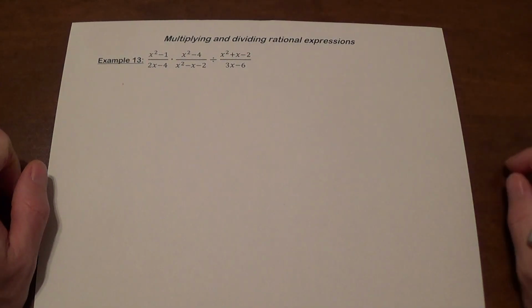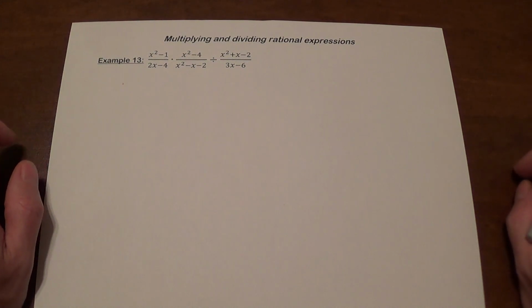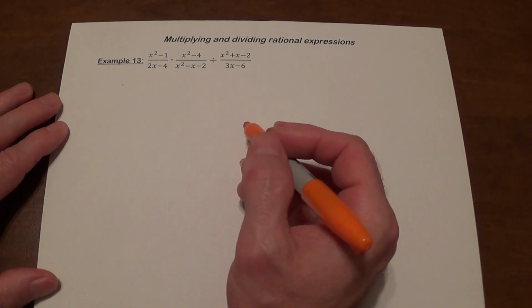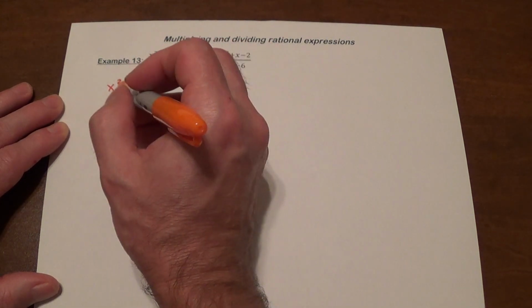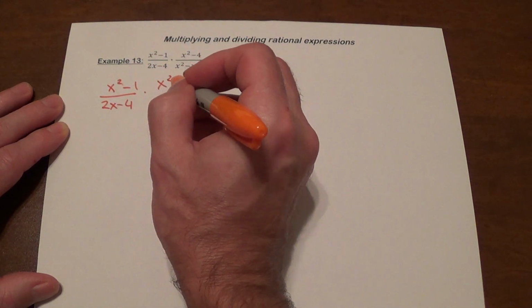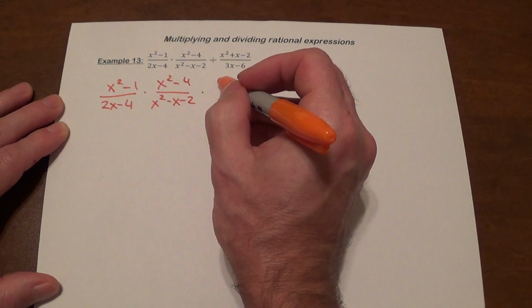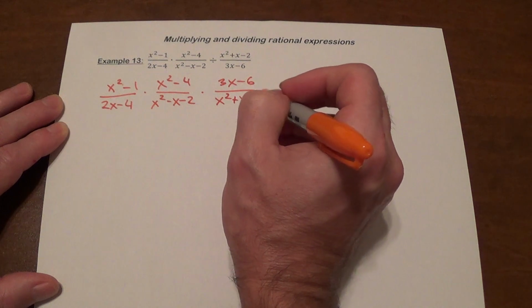So we have this example where I combine 3 of them, and I have multiplication and division. Please remember, multiplication and division can be performed at the same time. You just have to do it left to right. I don't really have to worry about this, but because I have the division afterwards, we're still going to keep that in mind. So let's rewrite first, because we need to change this to multiplication. X squared minus 1 over 2x minus 4 times x squared minus 4 over x squared minus x minus 2 times 3x minus 6, we're flipping this one, over x squared plus x minus 2.